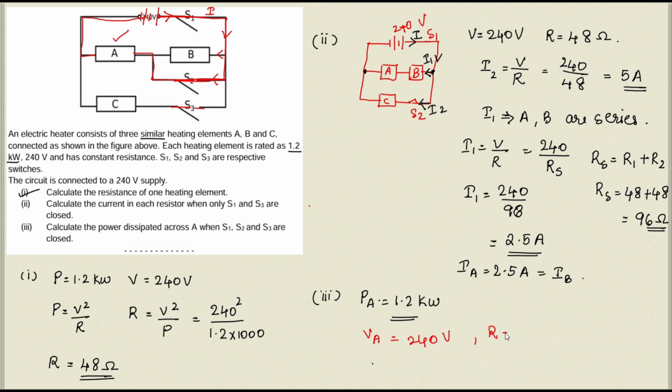Now we know its resistance is already 48 ohms. Using the relation, power is equal to V square by R, can't we find the power of A? It is 240 squared by 48, and that will be equal to 1.2 kilowatts. You can check by yourself, it will be the same. Anyway, in the question it is given, but we can still calculate it. If it is not given, we can calculate it. So that's about this question.